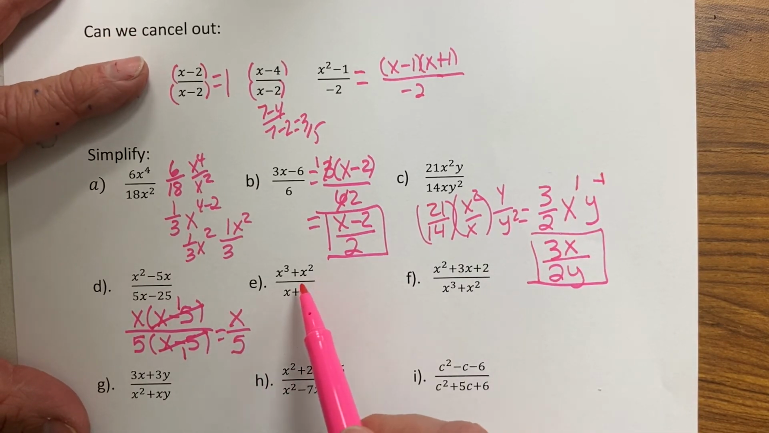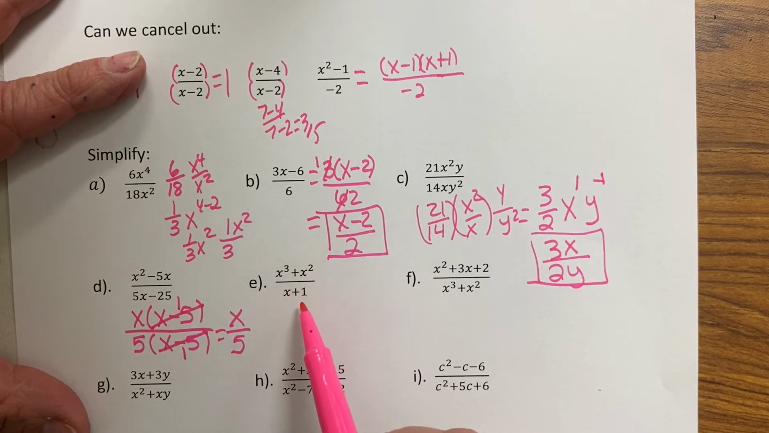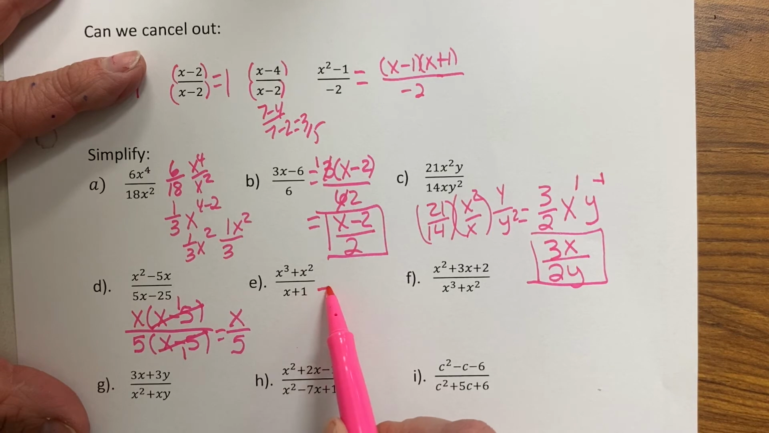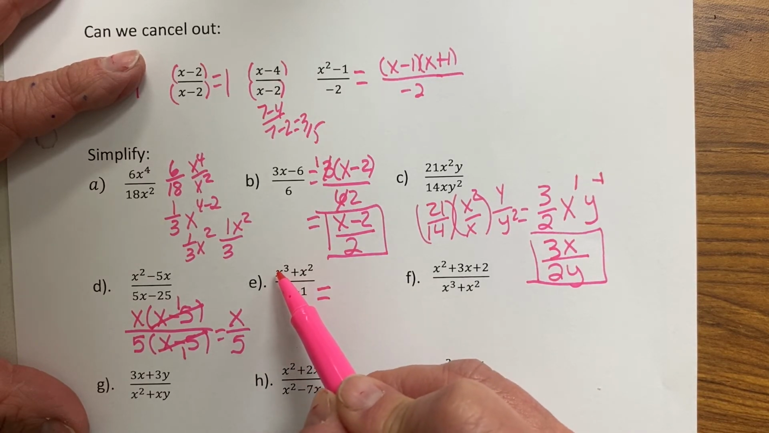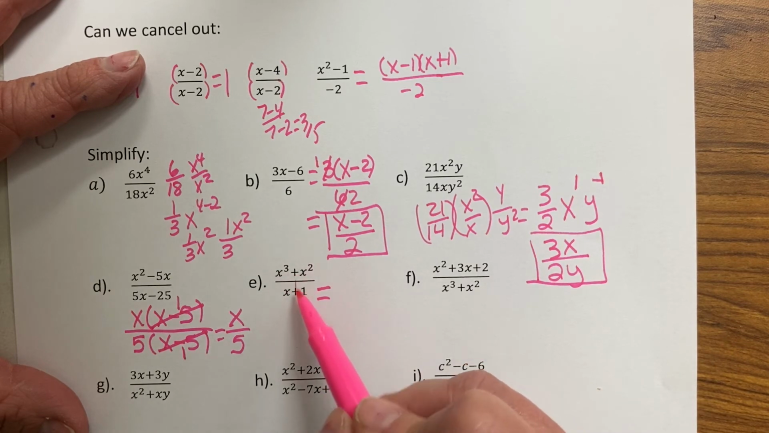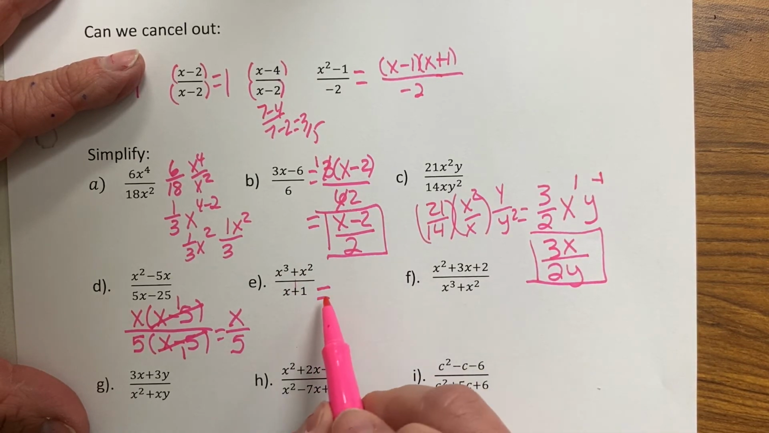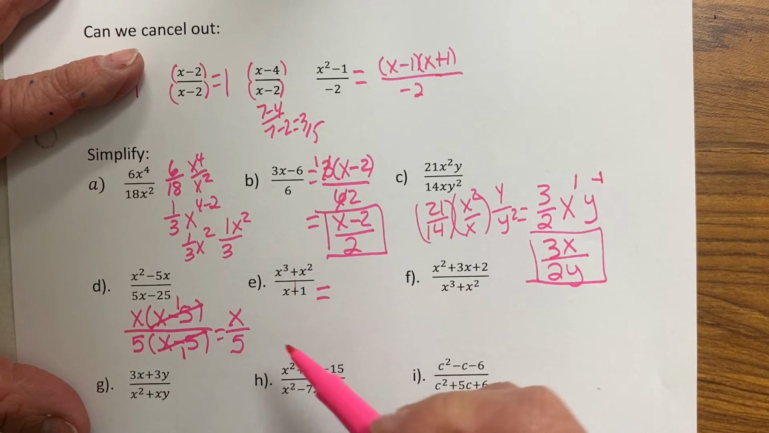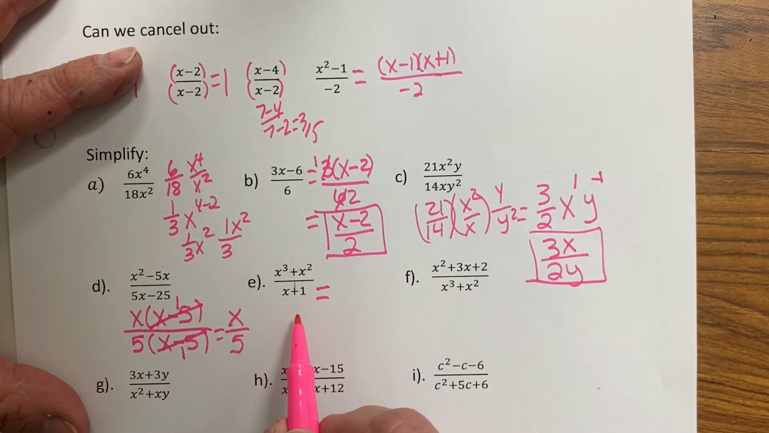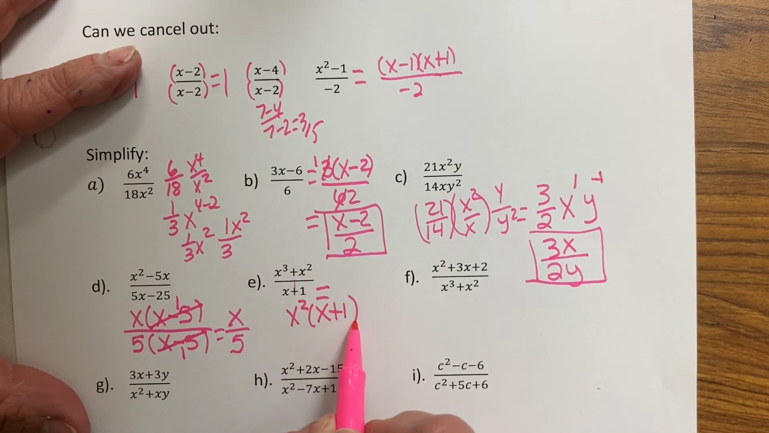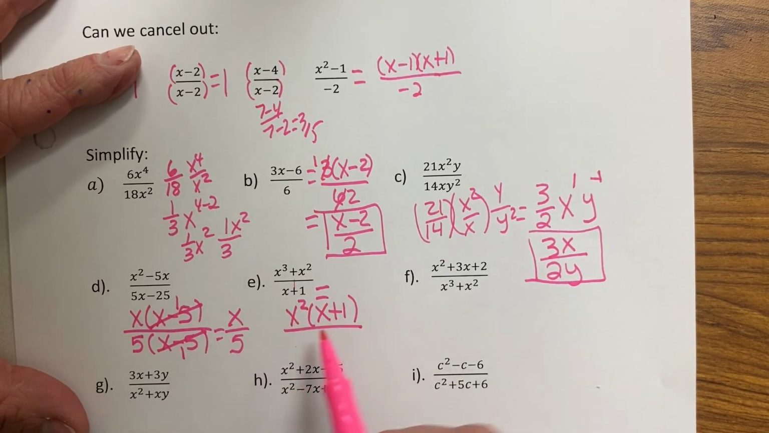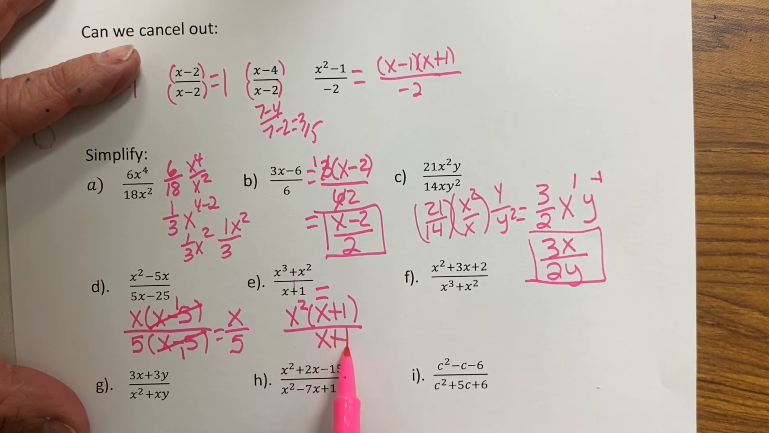Letter E, I have a binomial divided by a binomial. So I can't just cross out one of the x's on the bottom and one of the x's on the top, because I have this addition here. First step to factoring is pull out the greatest common factor. So the greatest common factor is going to be x squared. I'm left with x plus 1. And then I have x plus 1 on the bottom.